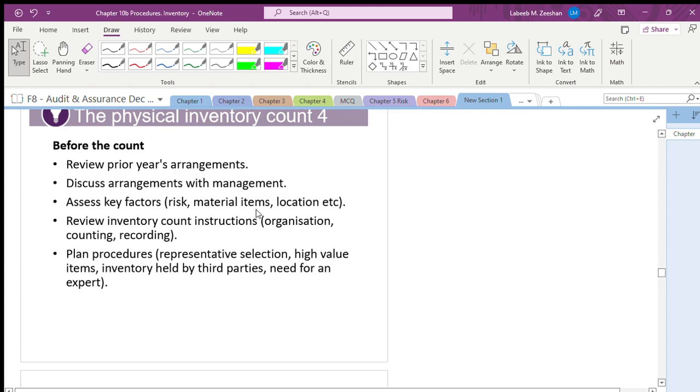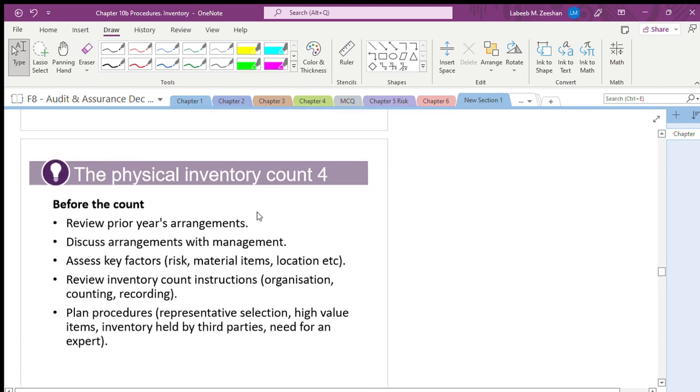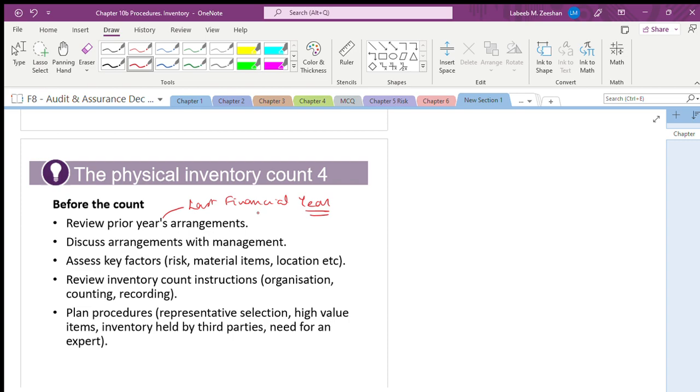Before the count, first, review prior year arrangements. You have to take the last year to get an idea. For your prior year engagements, review what happened last financial year. Nowadays, it happens here also. People will get it registered, and subsequently you have to make sure of the prior year arrangements.